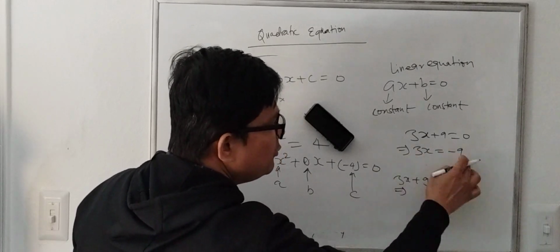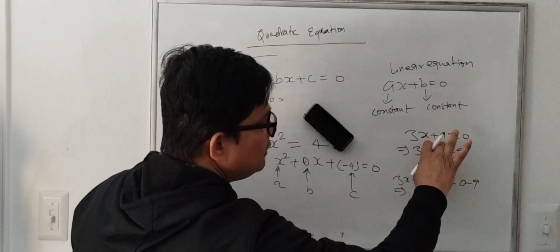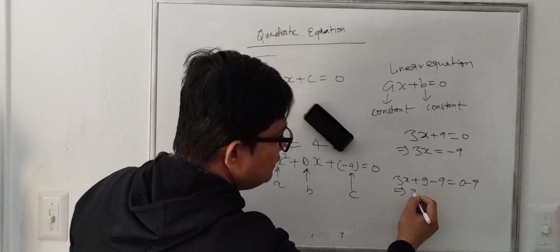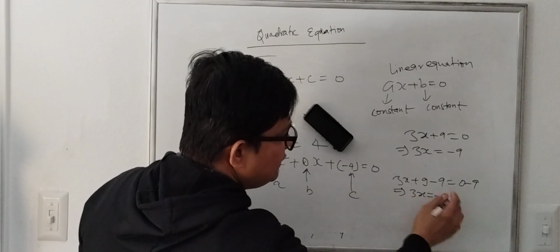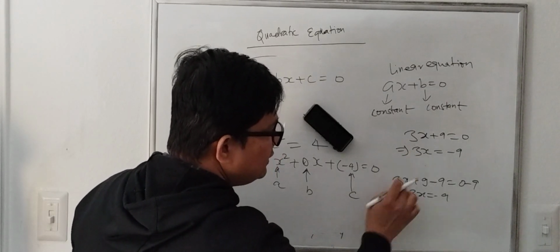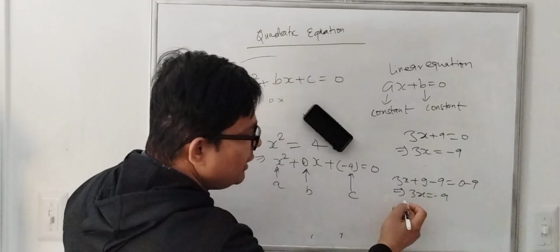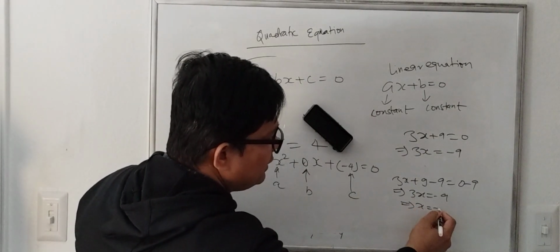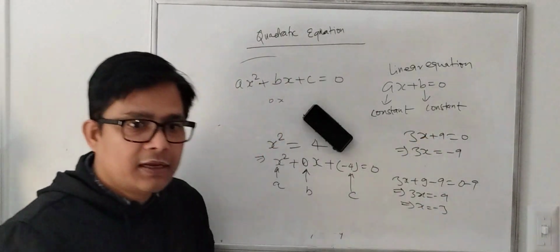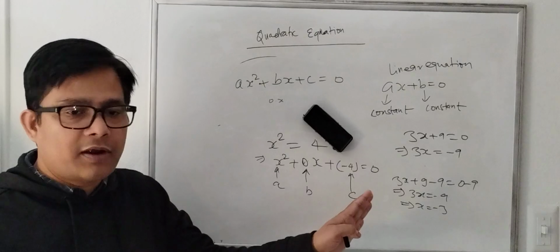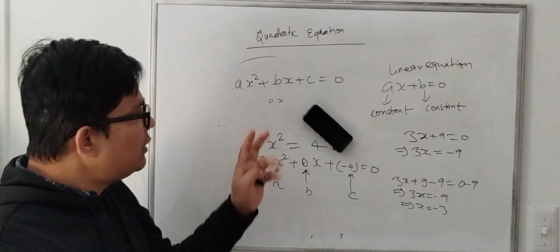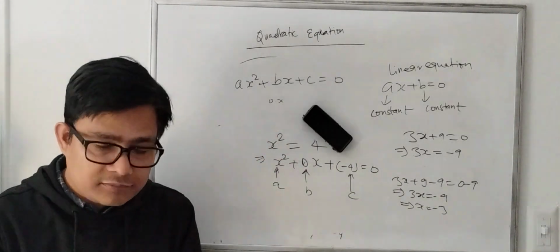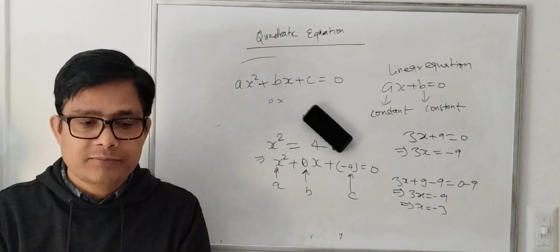That's why when we move side, then the term changes sign. This will be 3x, this will become 9. Same as this one and this one same. Okay, and then x will be minus 3. So this is how we solve the linear equation, where the maximum power was 1. Okay, but we don't know how to solve quadratic equation.